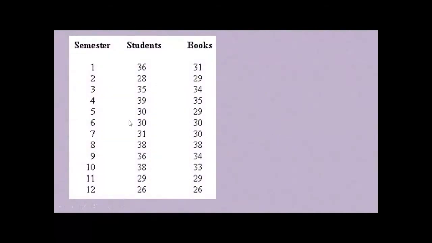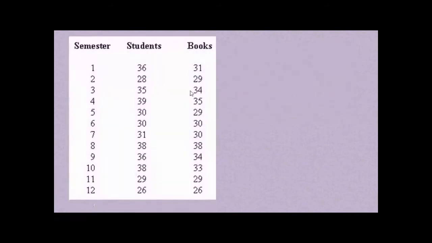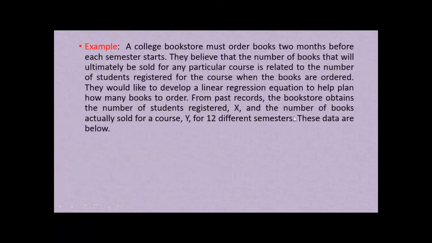This is the data. For the first semester, the number of students registered is X and the books column is Y. Now, we are not solving this one. This is a book example, or a trial example, given to you. After I explain how to solve this one, you can try this problem. What I am going to say here is the number of students registered is given as X.